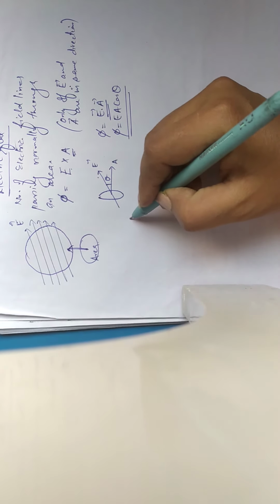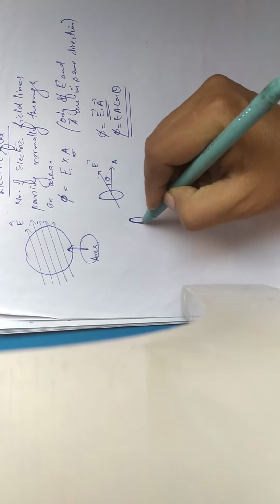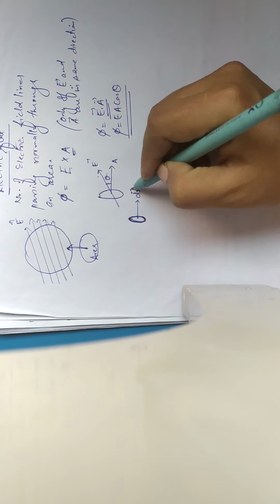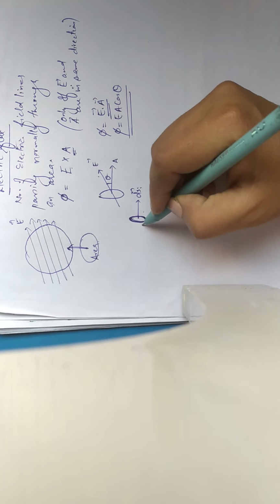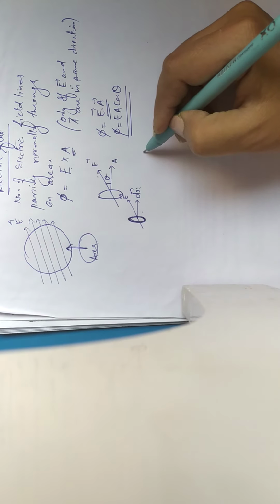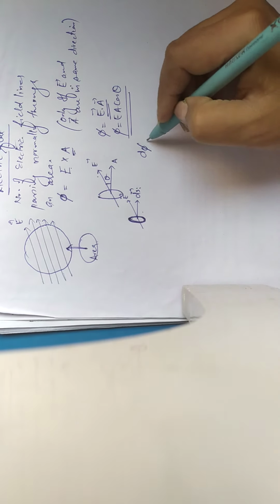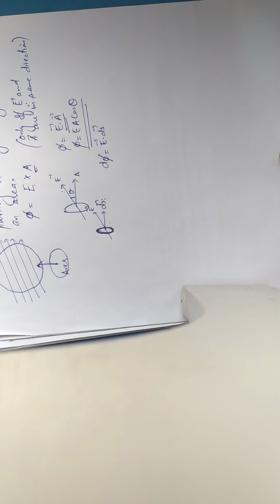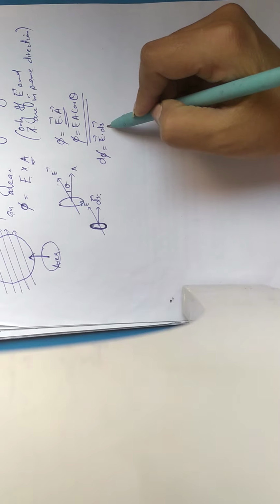Generally the total area is not given to us. We always have to consider a small area. In the example, we consider a small area ds, a vector acting in the outward direction. The area vector always points outwards. If the electric field is flowing through this area in this direction, then first we calculate the small flux, that is E vector dot ds. This is the electric flux through this small surface area.